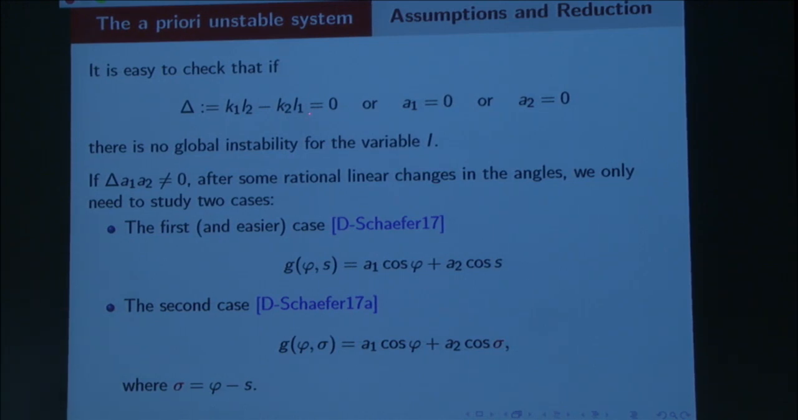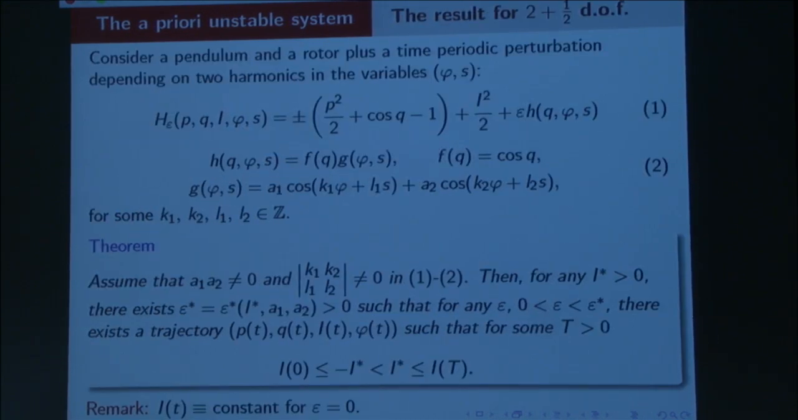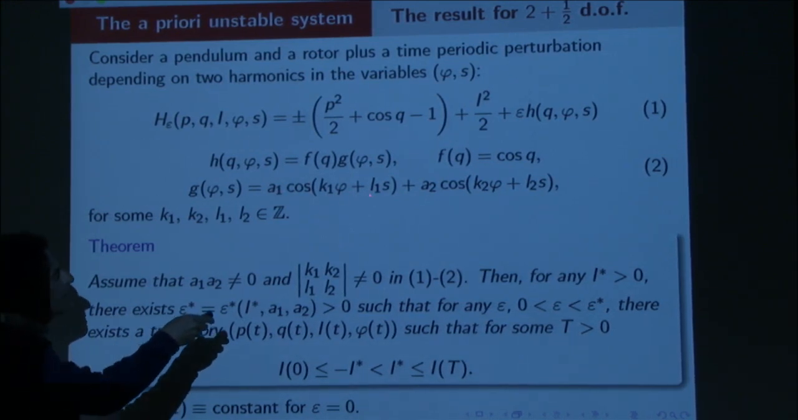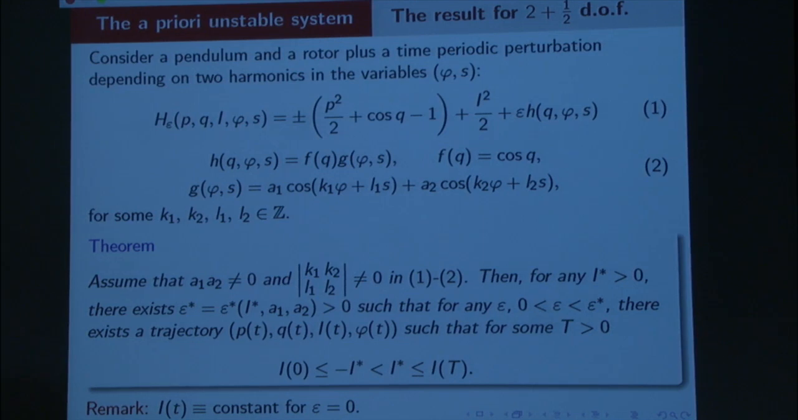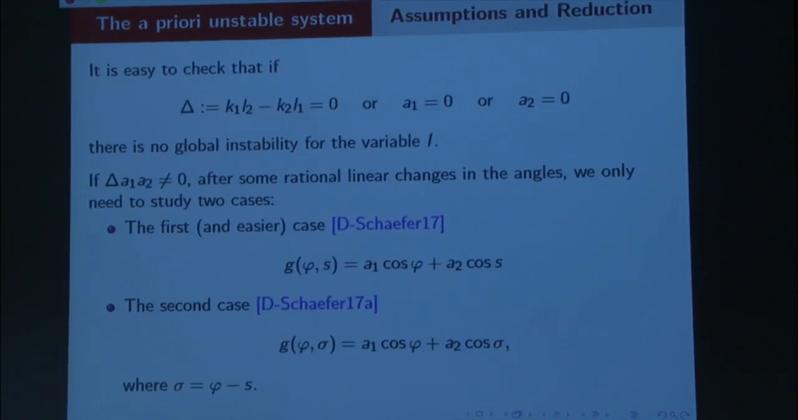Now, when you consider these arbitrary two perturbations, this is very general because you can have a lot of K1 and L1, etc. Making some change in the parameters, in the end you can see that there are only two different cases, making changes in the angles. You can reduce all the possible perturbations to these 2 cases.